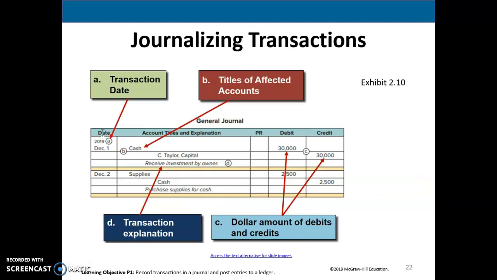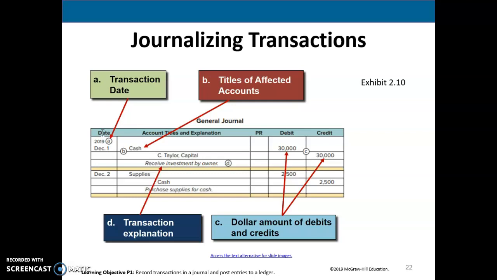All right, so here's an example of what a general journal transaction looks like. It has all the formatting that we need to have. So on the left side, we have our transaction date. So we see December 1st, 2019 is up at the top. On the inside, we see that we have two different accounts, right? We have cash that's on the left, capital on the right. The reason one is on the left is because we're going to put the debits on the left. We're going to indent and put the credit on the right. So that's why you see that indentation there. And you'll also see the dollar amounts of the debits and the credits. So debits are listed in the debit column, credits are listed in the credit column.